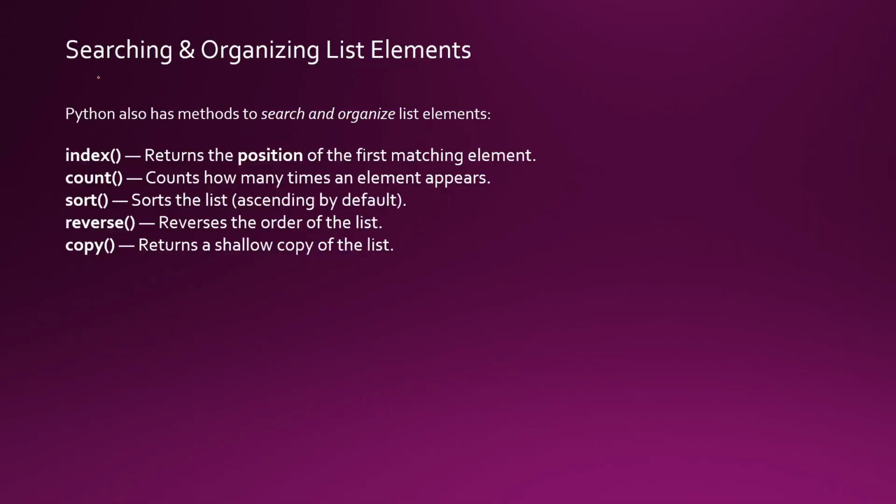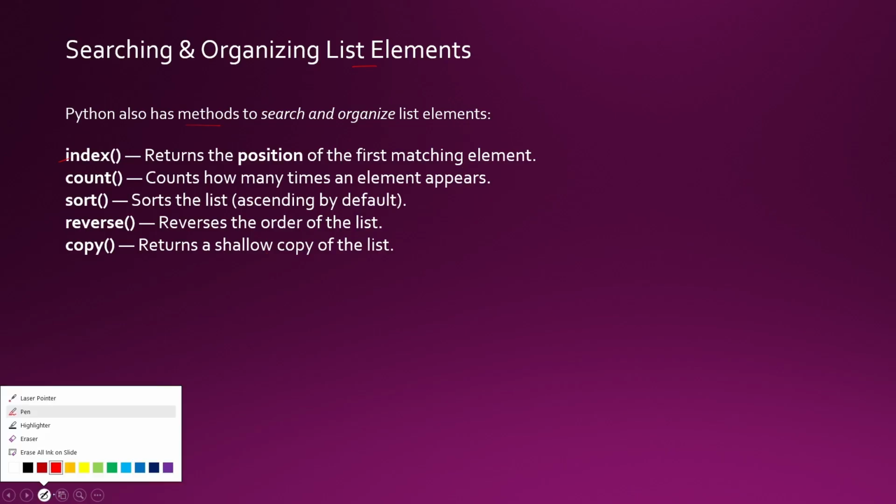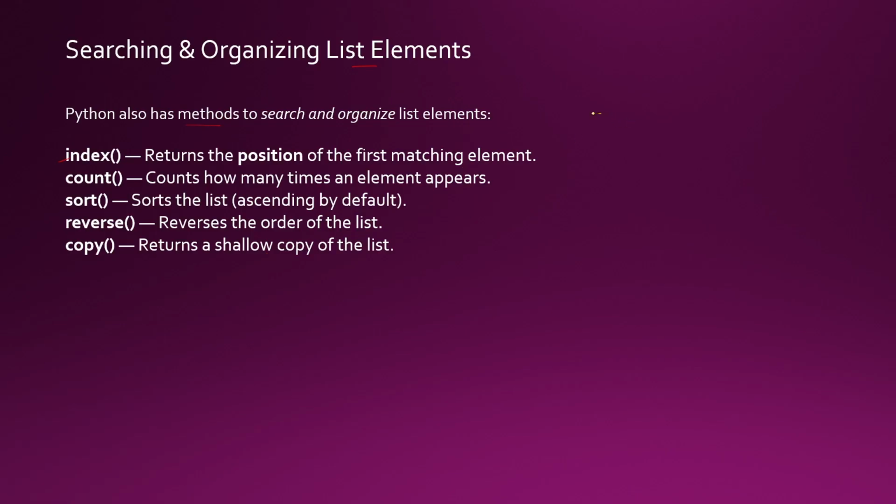There is another concept, that is searching and organizing list elements. Python also has some in-built functions, that is methods, to search and organize list elements. First one is index. Index returns the position of the first matching element. For example, suppose we have a list like 3, 1, 2, again 1, 3.